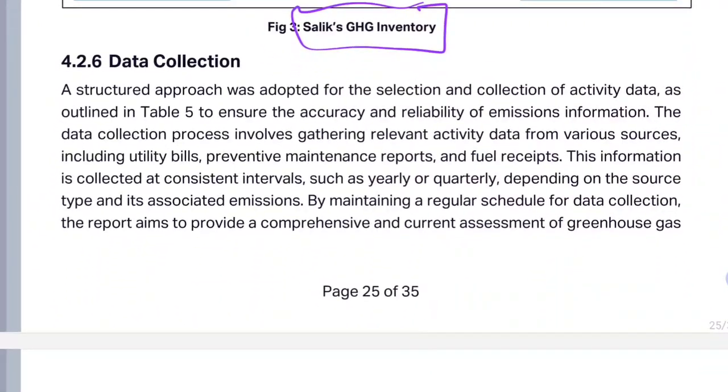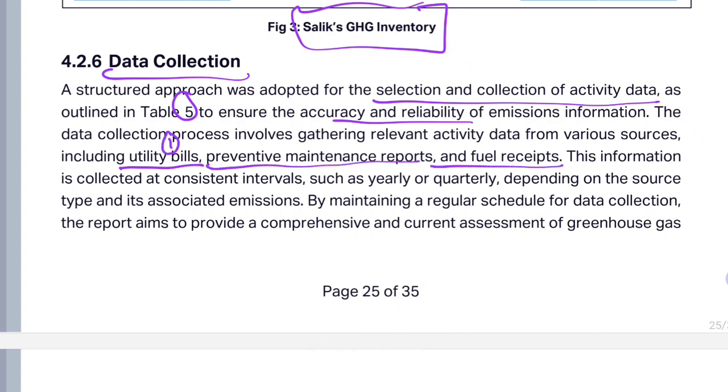In 4.2.6, the data collection, what is the structured approach adopted by the company for the selection and collection of activity data, as outlined in Table 5 only? Also to ensure accuracy and reliability. The data collection process involves gathering activity data from various sources like bills, preventive maintenance reports, and fuel receipts. Very important evidences: utility bills, preventive maintenance reports, and fuel receipts.